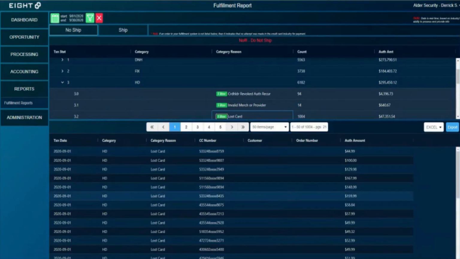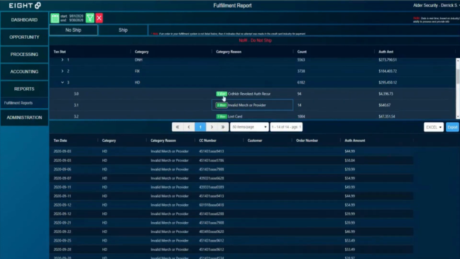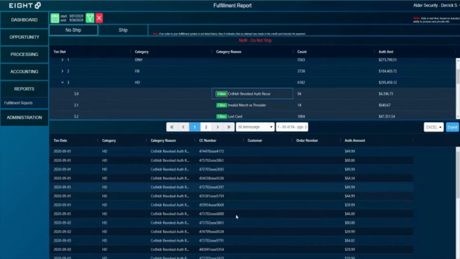We can't provide what the merchant does not share. So this is a merchant problem to get this into the industry, and we're working with them so that we can start to give them that information as well. But that's how quickly you can filter. There's now those 14, there's those 94. So now you can go and export those out.